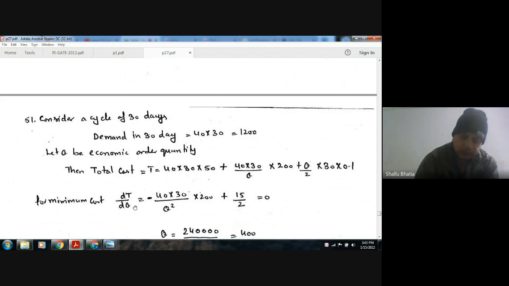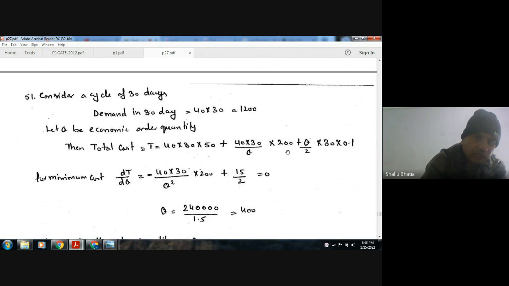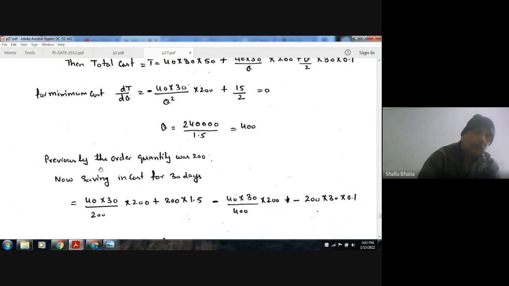So let Q be the economic order quantity and total cost is 40 into 30 into 50, that is the unit price, plus 40 into 30 by Q into 200, this is your number of orders, plus the holding cost. For minimum cost, we get the economic order quantity by differentiating with respect to Q and equating it to 0, and we get Q as 400. So the economic order quantity is 400, but he was placing the order quantity as 200.